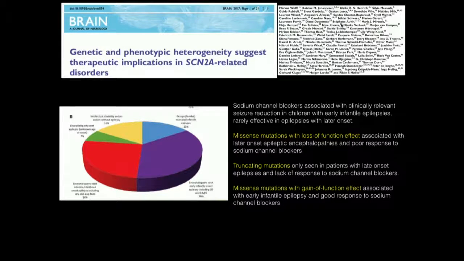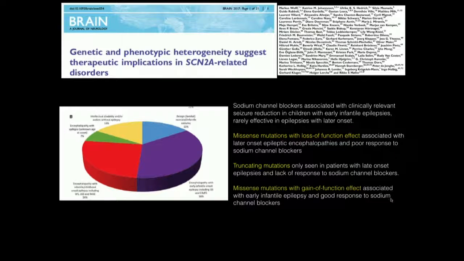They collected a very, very large number of patients with long follow-up, and they made very interesting conclusions. First of all, they found that there were missense mutations with loss of function effect. Some were modeled experimentally, associated with later onset epileptic encephalopathies, and poor response to anti-epileptic drugs, which are categorized as sodium channel blockers. Then they observed that there were truncating mutations, which were only seen in patients with late onset epilepsies, who did not respond to sodium channel blockers.